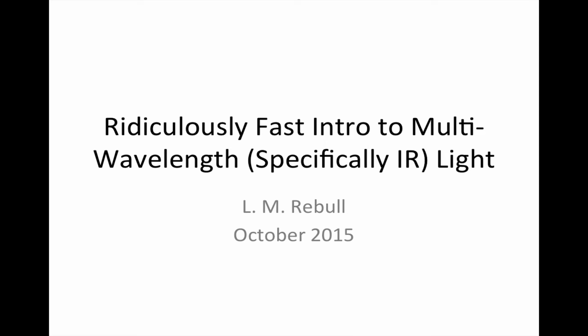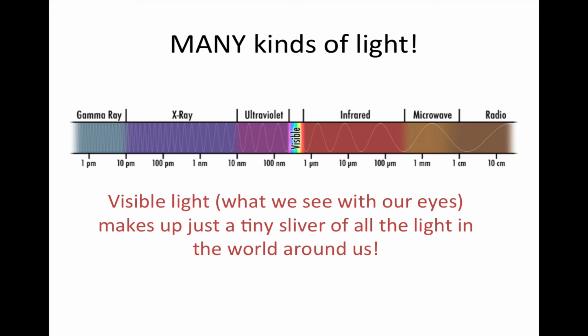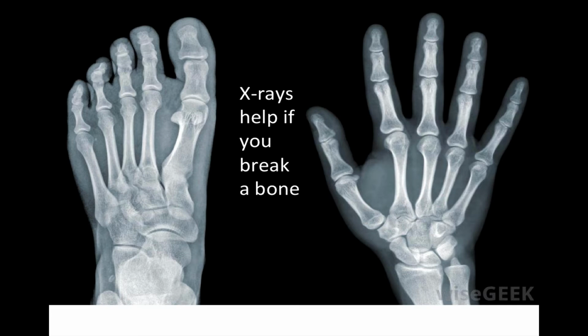So here is a ridiculously fast intro to multi-wavelength light with a special focus on infrared light. You probably know there's many different kinds of light, and in fact, visible light, which is all we can see with our eyes, is really just a tiny fraction of the amount of electromagnetic radiation that is around us all the time. You may be familiar with X-rays, because X-rays help you diagnose whether or not you've broken a bone or have a cavity in a tooth.